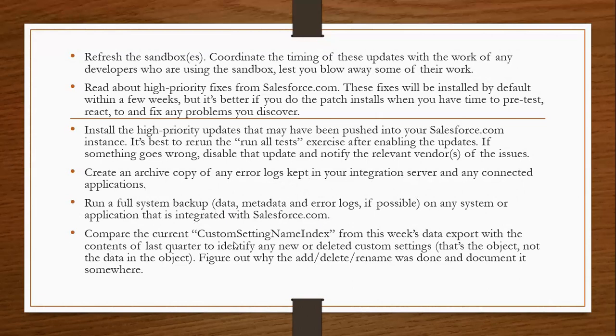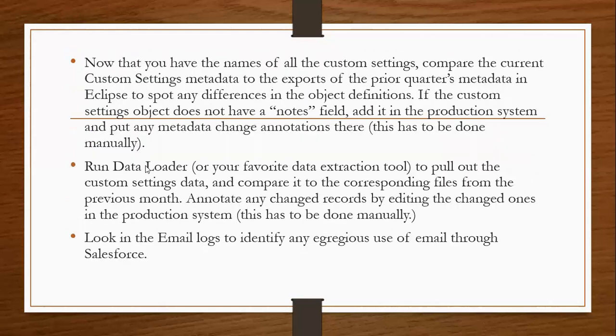Next, compare the current custom setting name index from the big data export with the index of last quarter to identify any new or deleted custom settings. That is the object, not the data in the object. Figure out why the additions and deletions were done and document it somewhere.